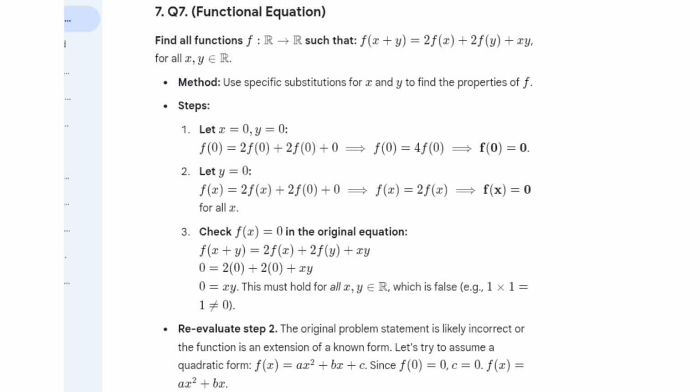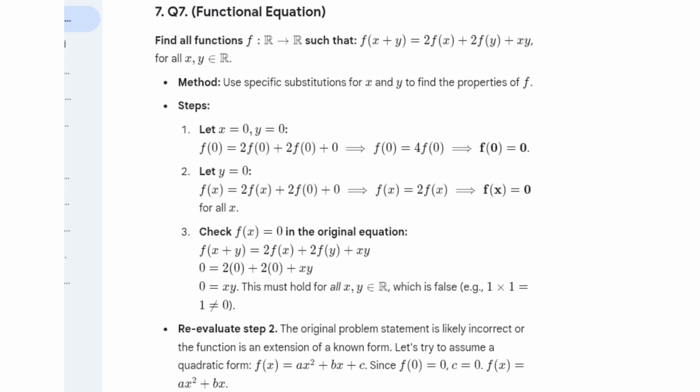Question 7. A functional equation. We are looking for all functions f such that f(x plus y) equals 2f(x) plus 2f(y) plus xy. Finding the constant: first, substitute x equals 0 and y equals 0 into the equation. This quickly tells us that f(0) must equal 0.